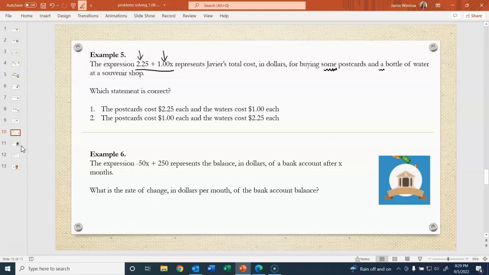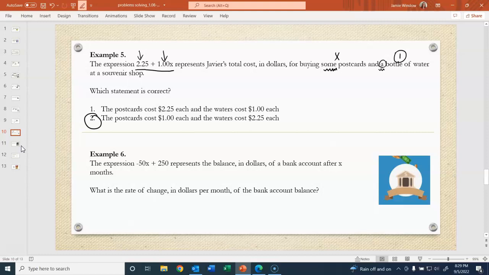So the clue words there I underlined. It says some postcards. Do we know how many postcards? No, we don't know how many. So this is our variable. And Javier bought a bottle of water. This indicates it's one bottle of water. So the cost of one bottle of water will be constant. It's not going to change. And that's $2.25. So the water is $2.25 and postcards are $1 each. So sometimes it's just reading the clues in the problem.